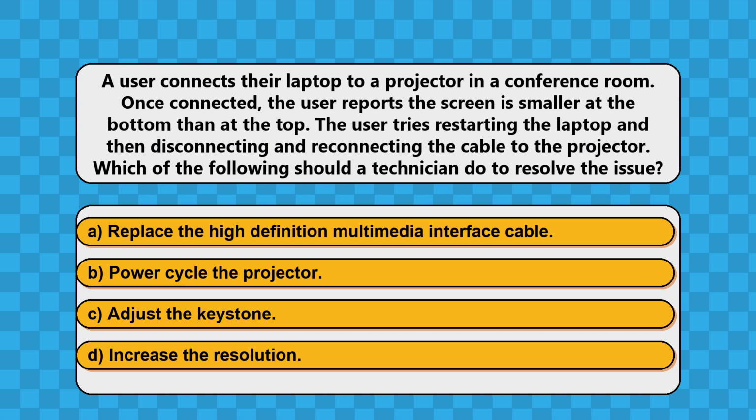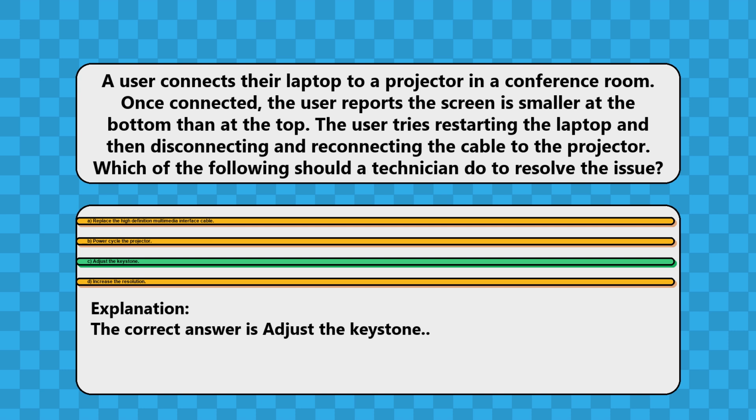Question 72. A user connects their laptop to a projector in a conference room. Once connected, the user reports the screen is smaller at the bottom than at the top. The user tries restarting the laptop and then disconnecting and reconnecting the cable to the projector. Which of the following should a technician do to resolve the issue? Option A, replace the high-definition multimedia interface cable. Option B, power cycle the projector. Option C, adjust the keystone. Option D, increase the resolution. The correct answer is option C, adjust the keystone.